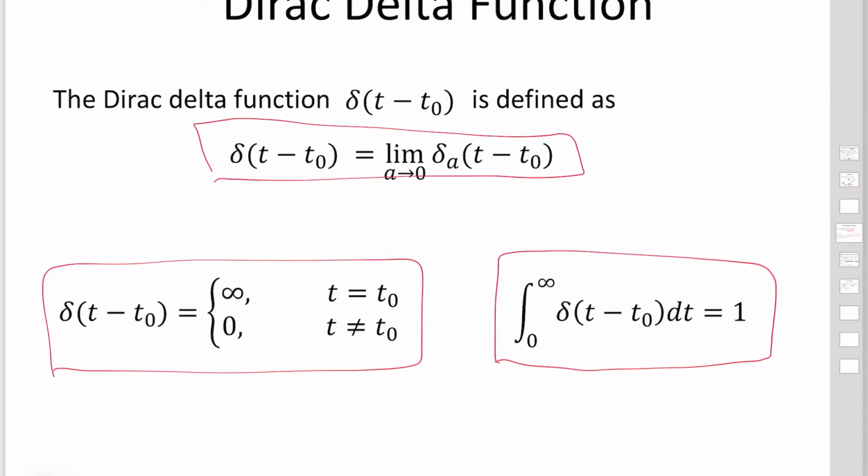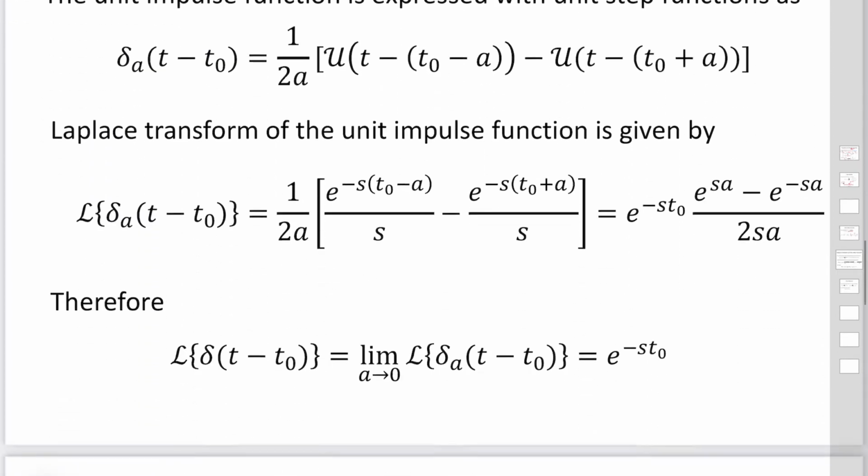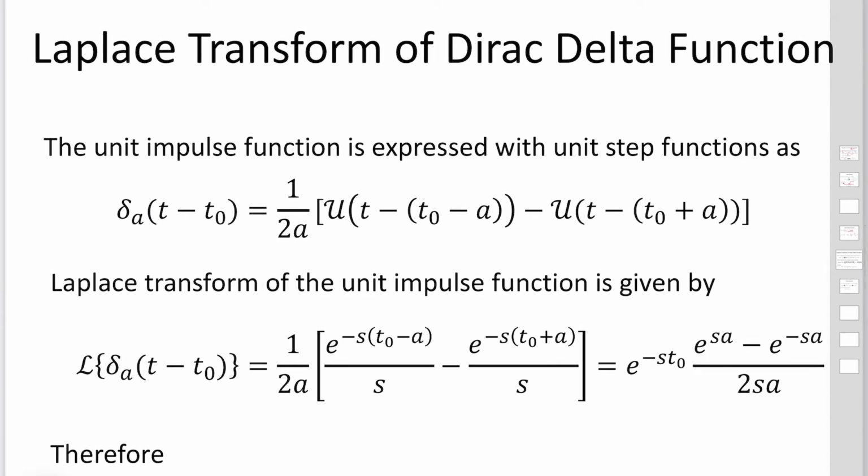So we'd like to find the Laplace transform of this Dirac delta function. The unit impulse function is expressed with unit step functions. So this is a unit step function. We use two unit step functions. One of the unit step functions is u(t minus t sub 0 minus a). And the other one is u(t minus t sub 0 plus a). This function produces the unit impulse.